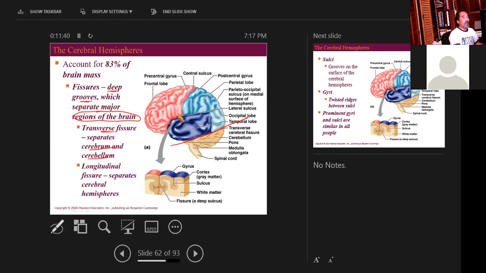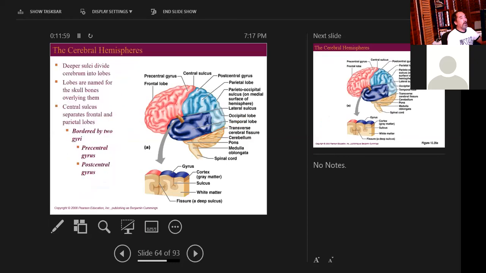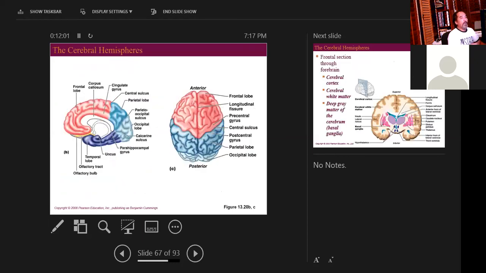There's another one called the longitudinal fissure. You most likely see it more on the top view. It follows on top here of the cerebrum. Okay, that is called the longitudinal fissure. It separates the two cerebral hemispheres. Let me go forward so we can actually see what that longitudinal fissure looks like. Okay, so this is going to be the longitudinal fissure, separating the two cerebral hemispheres.